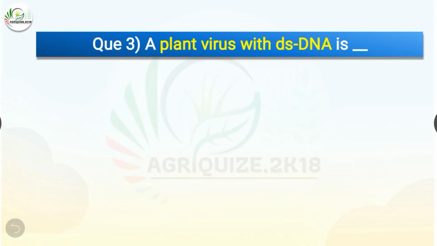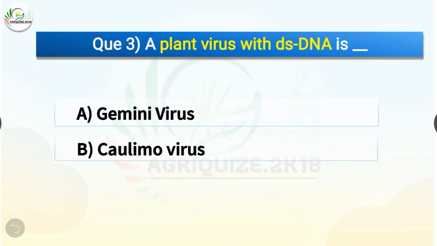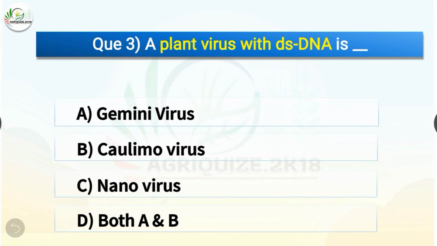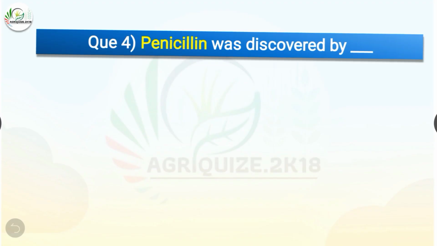Question number 3. A plant virus with double-stranded DNA is, the options are Gemini virus, Caulimovirus, nanovirus or both A and B. The correct answer is option B, Caulimovirus. So Caulimovirus is a plant virus with double-stranded DNA. Example, cauliflower mosaic virus.